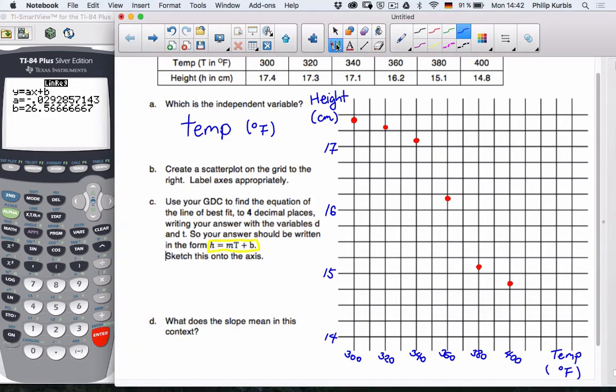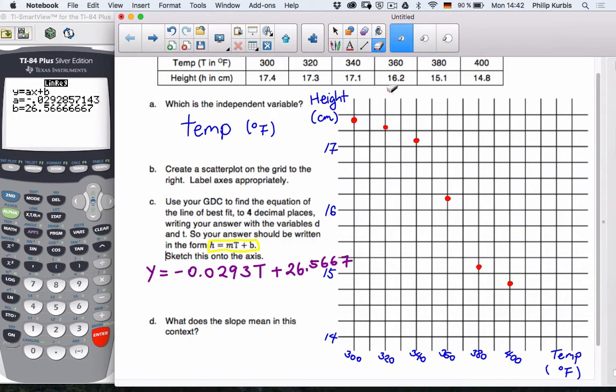So y equals, and remember that we are asked to 4 decimal places. So y equals negative 0.293, capital T for temperature, plus 26.5667 to 4 decimal places. All right? Should we change to H? Yeah, H would be better, sorry. That's a good point, Mr. Song. There we go. H equals.